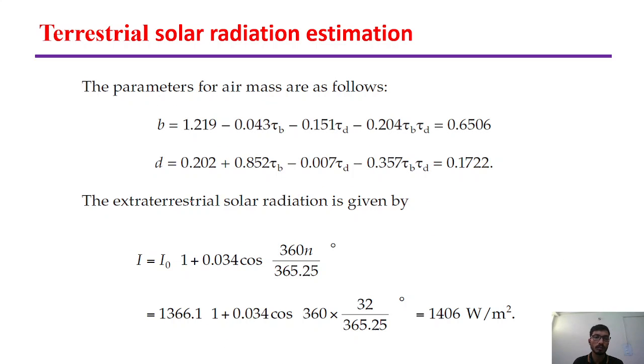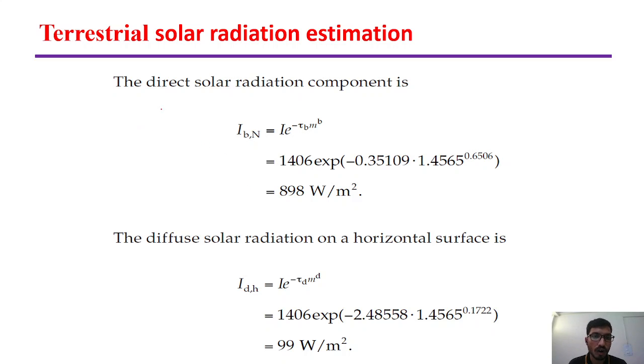the parameters B and D we need to calculate the IBC and IDH. So the value will be based on the tau beta and the tau D, which are the corresponding depths. Then based on the solar constant, we have to calculate the extraterrestrial solar radiation, and here n will be again 31 plus 1, 32.